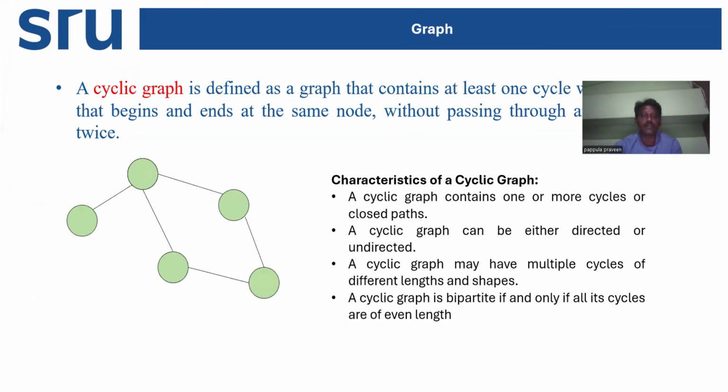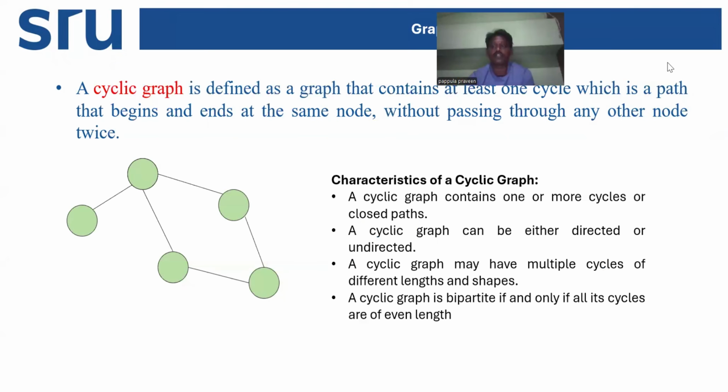Now we completed the cyclic graph, which is defined as a graph that contains at least one cycle, which is a path that begins and ends at the same node without passing through any other node twice. We start from here, move from this node to this node, and this node to this node, and finally source equals destination. Then that is called a cyclic graph. Another one is the acyclic graph: if source is not equal to destination, that is called an acyclic graph.